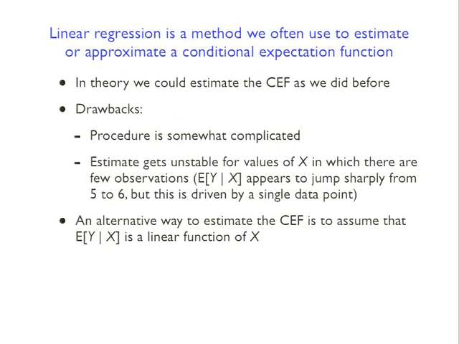We don't know the functional form of h of x, but in some cases we might think that it's linear. If that were true, it would have the form beta naught plus beta 1 x, where beta naught and beta 1 are fixed parameters. So we're just saying that the conditional expectation function of y given x is a linear function of x. If we're willing to assume that, then it turns out we can estimate the conditional expectation function using a procedure that we call linear regression.